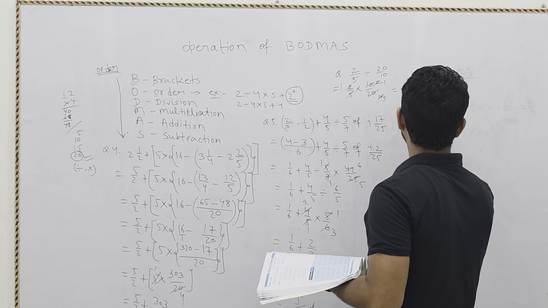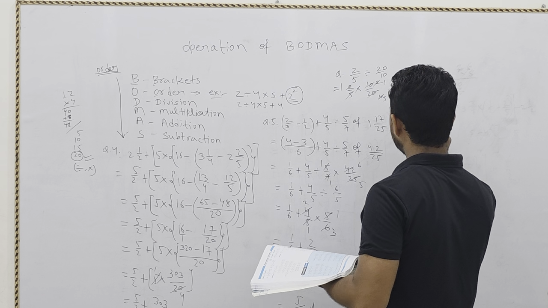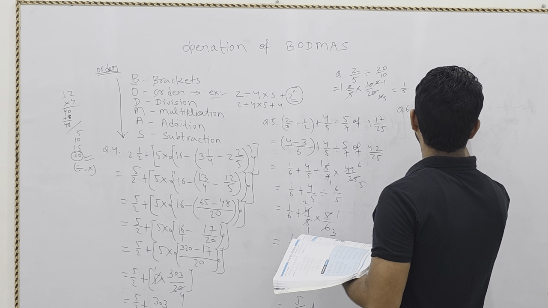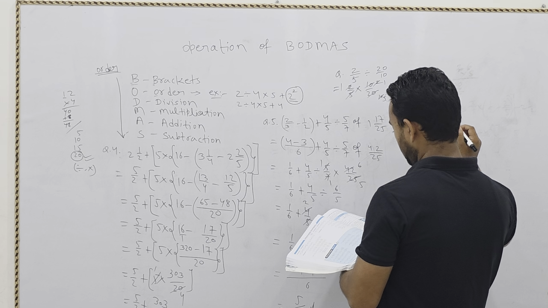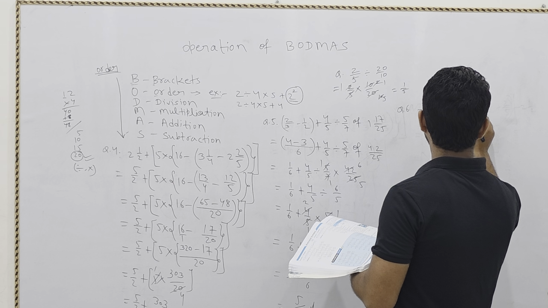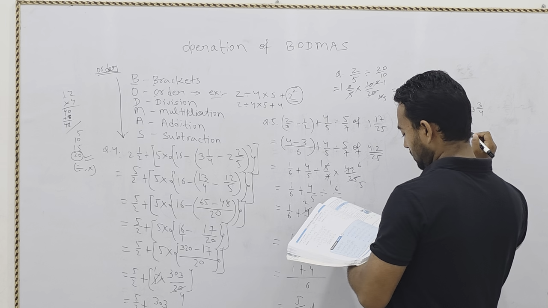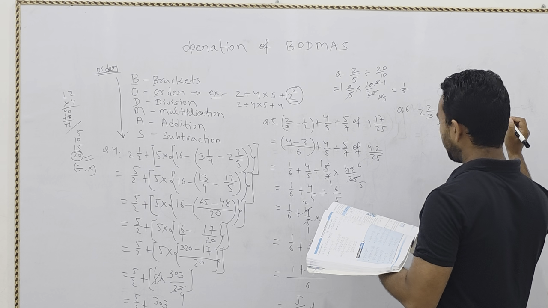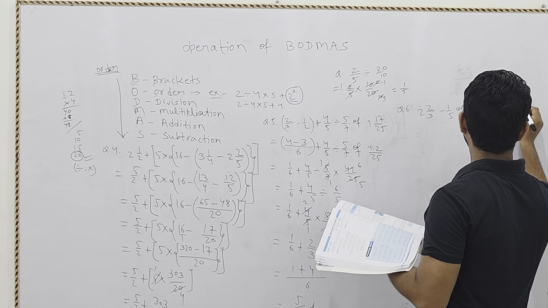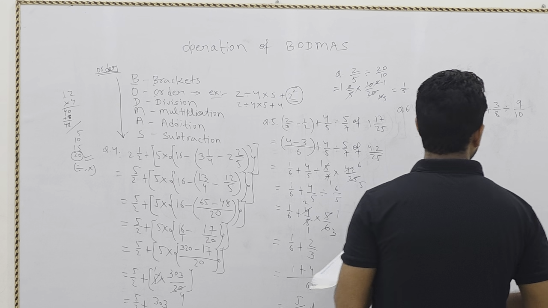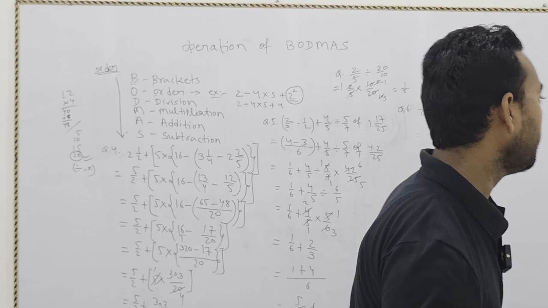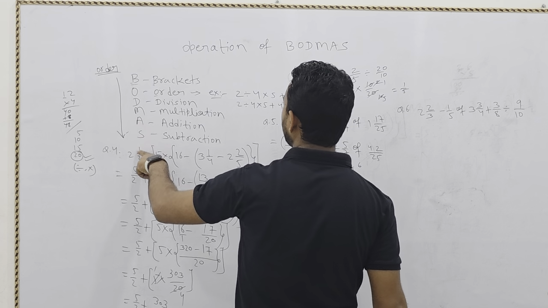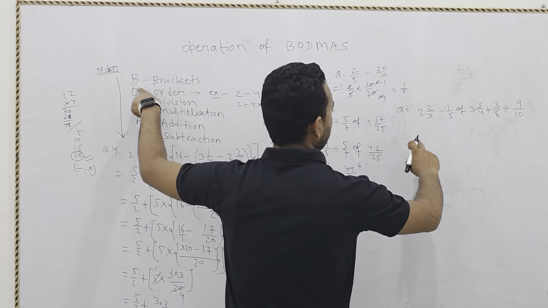2 by 3, minus 1 by 5 of 3 by 4 plus 3 by 8 divided by 9 by 10. So here again we will solve according to this order. First bracket we will see here if a bracket is there or not.